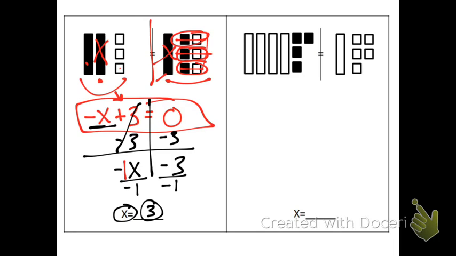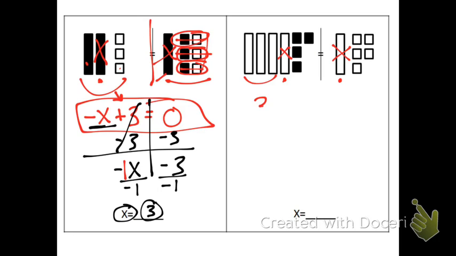Let's look at another example over on the right hand side now. So again, do I have any zero pairs? In this case, no, I don't have any zero pairs. So let's start looking for what's the same on both sides. I notice that I have a positive x over here and a positive x over here. So let me go ahead and cross those out.